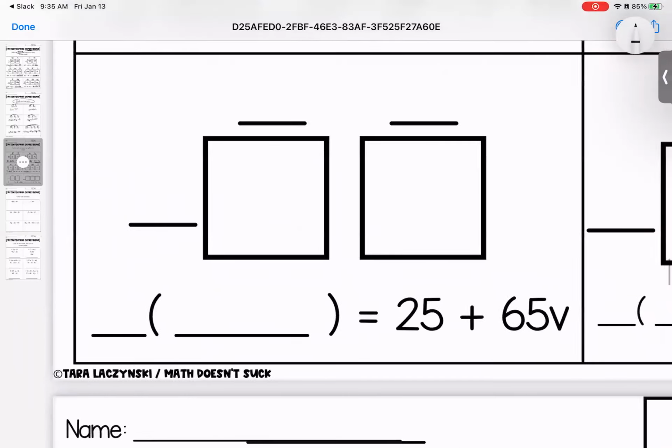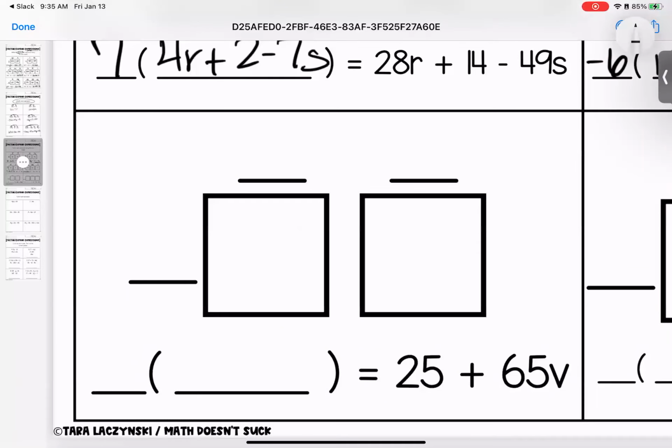Moving and grooving. So now I have an answer of 25 and an answer of 65V. Put those in your boxes. This is called gradual release of responsibility, kiddos. You're doing it all on your own. So now I need to figure out what times what gives me 25, but if multiplied by another number would also give me 65. So I really have to think here.